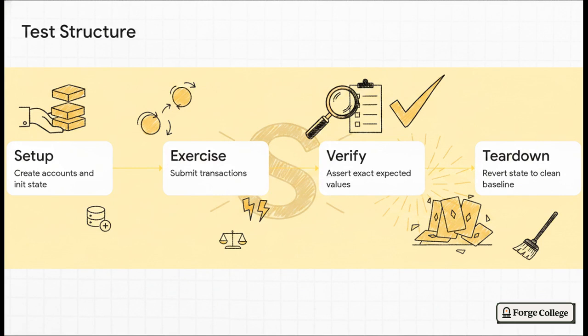If you skip one, or kind of just blur the lines between them because you're in a rush, your testing environment is going to crumble like a house of cards. You set up your state, you exercise the transaction, you verify the exact outcomes, and then, this is huge, you tear down the environment so your next test starts with a completely clean slate.